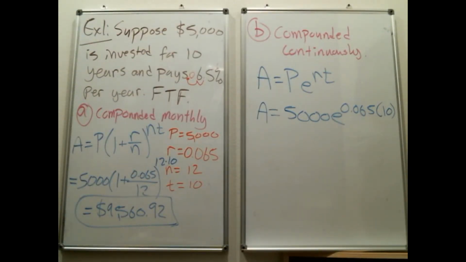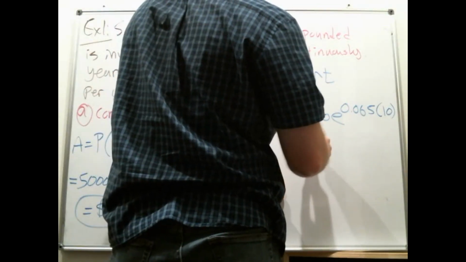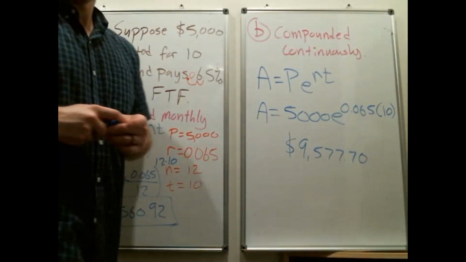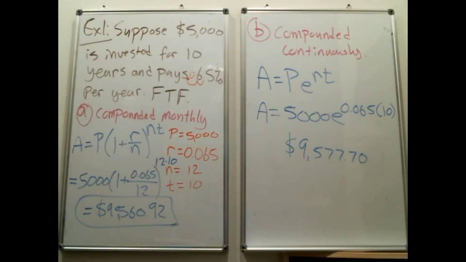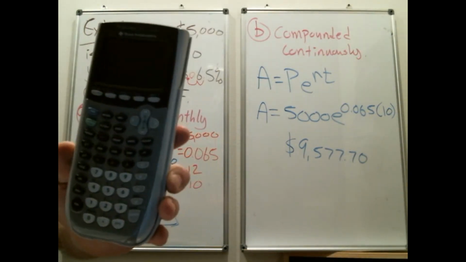And so same thing here, you're going to have to be careful with how you plug in. And the answer you will get is 957770. So try it yourself if you know where to find the e button. If you don't know where to find the e button, look on the left side of your calculator if you have a TI-84 Plus. If you don't, then look it up online somewhere.